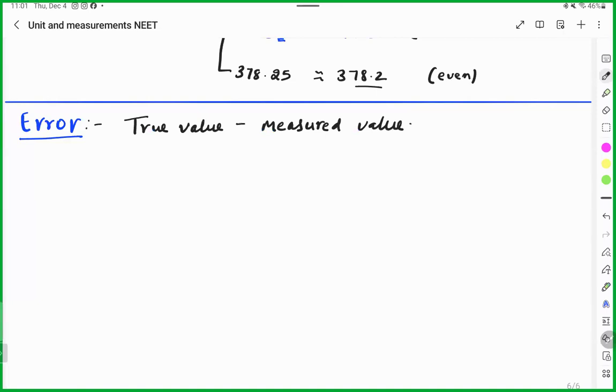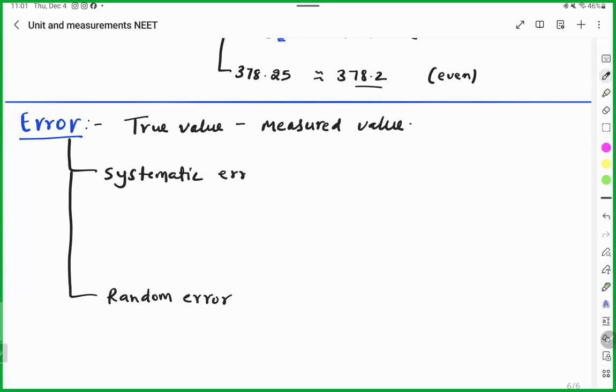Okay. Two major types of error we have. One is systematic error, and second is the random error. And an interesting thing is, NEET has already asked a question from the random error. I used to think they won't ask questions from this kind of thing, but they do ask.